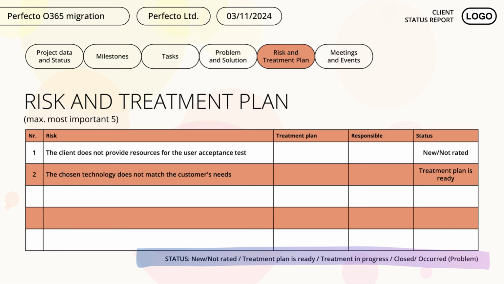Treatment plan is ready. The treatment plan is ready status is used when a mitigation plan has been developed. Once the plan is ready, we need to assign a responsible person and define a schedule.